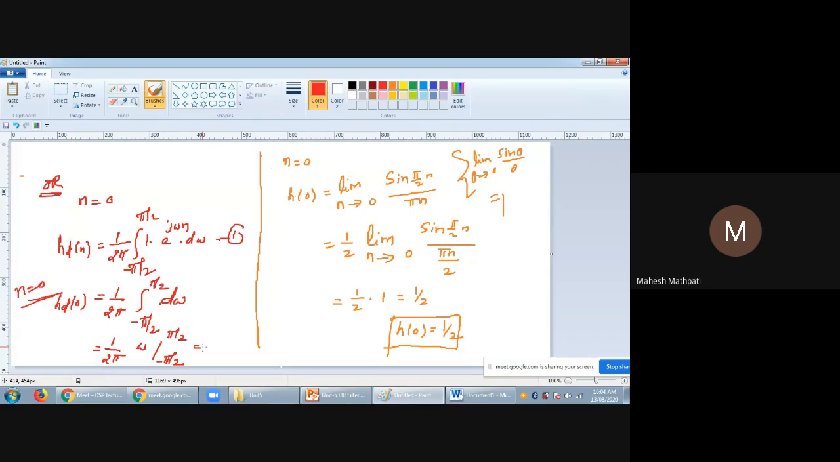What will be its value? 1 by 2. It is again going to 1 by 2. So this way also you can calculate it. You can use either that method or this method. Okay?